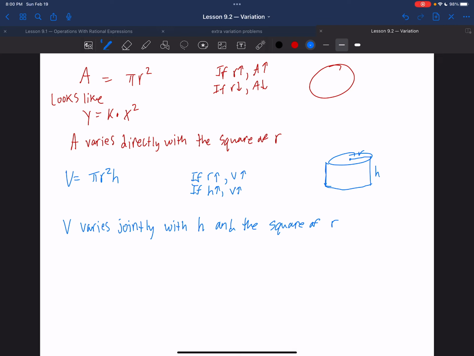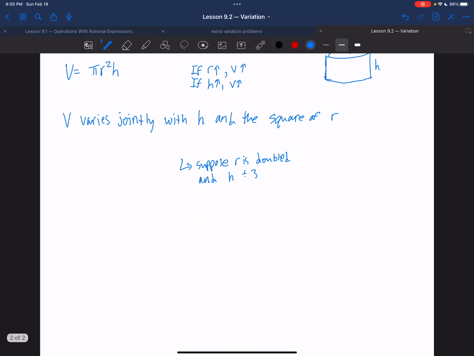This is going to be fantastic. You're going to like this. This is for fun. Are you ready? Suppose r is doubled and h is cut by a third, or divided by 3. Suppose h is just divided by 3. What effect would that have on our volume?